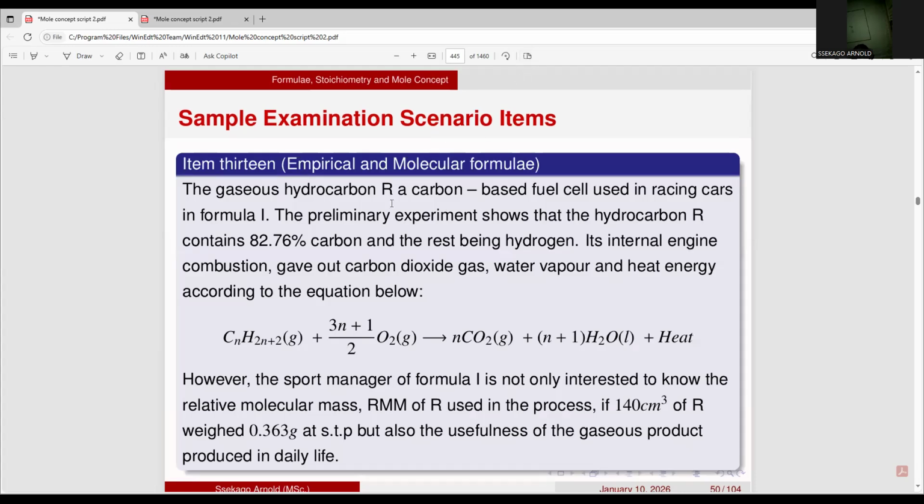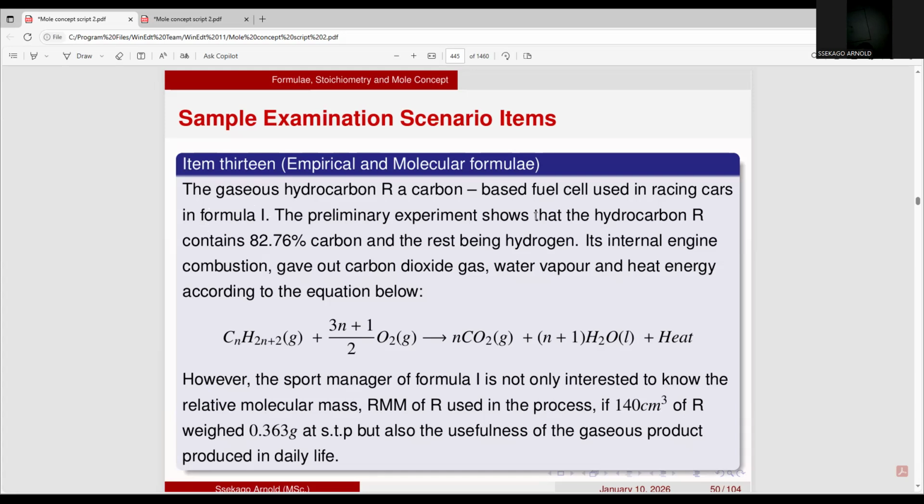Item 13 says that the gaseous hydrocarbon R is a carbon-based fuel used in racing cars in Formula 1. Formula 1 is a racing competition which involves smaller cars, where we have constructors like Mercedes, Red Bull, and Honda, who manufacture cars that are driven by different competitors. So Formula 1 is a racing competition involving different cars.